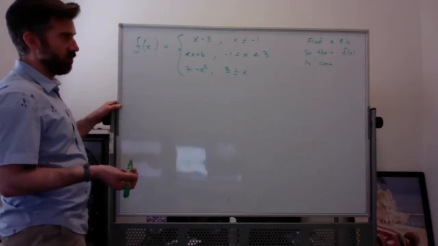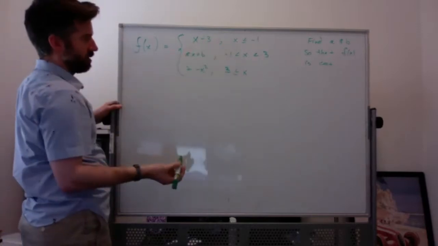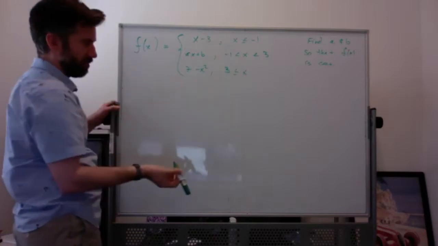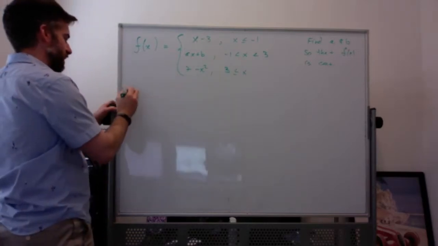I know f of -1 exists. It would be whatever I got when I plugged in there. And I know f of 3 exists. It would be whatever I got when I plugged in there. So I'm just going to go straight ahead defining the limits.